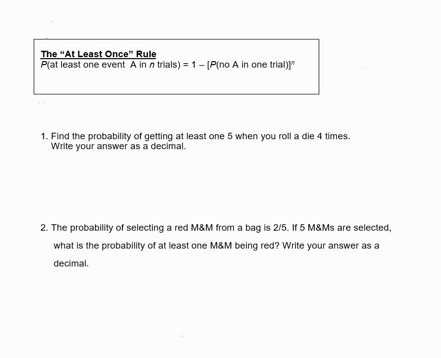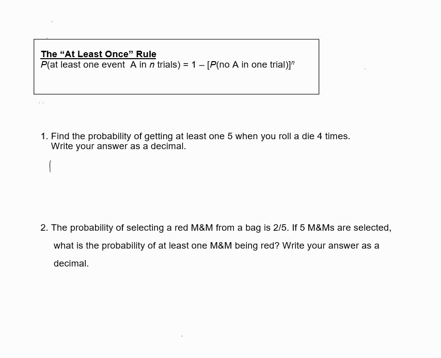And when you have the at least once rule, you're looking at something that's happening at least once. Well, if it doesn't meet that criteria, then that means it doesn't happen at all. And like I said, the formula looks a little bit more complicated than it is. I think the best way to do these problems is to just sort of jump right in here. Problem 1, find the probability of getting at least 1 5 when you roll a die 4 times and write your answer as a decimal.